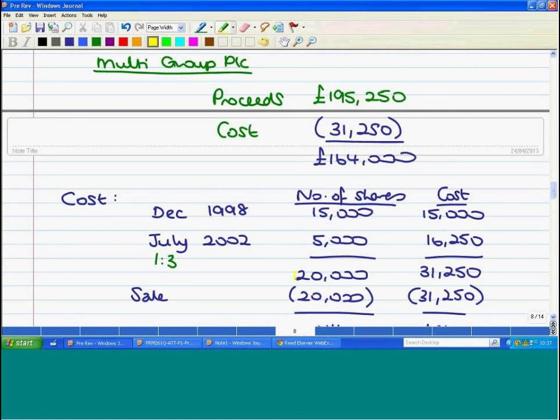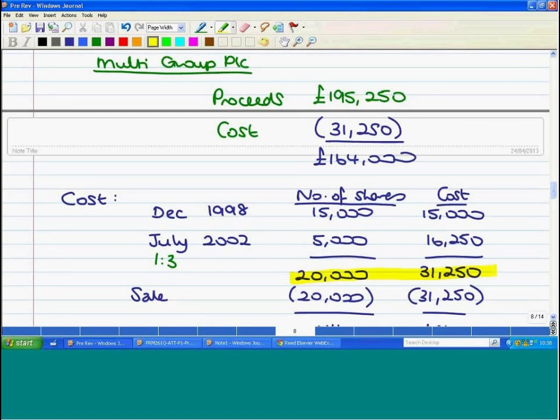Now, the important thing to note here with shares is we don't care about how they were actually put together in terms of cost. We're just putting them all in one pot, and then we're just treating the cost as an average cost per share. So I don't care that some of them were more expensive than others. As far as I'm concerned, I've got 20,000 shares. They cost me a total of £31,250.